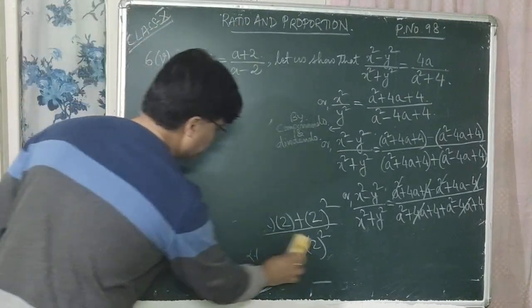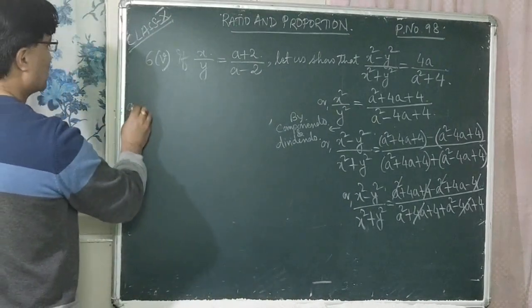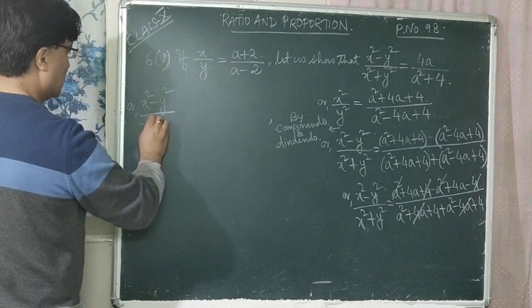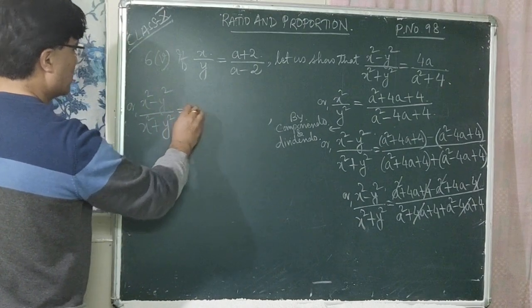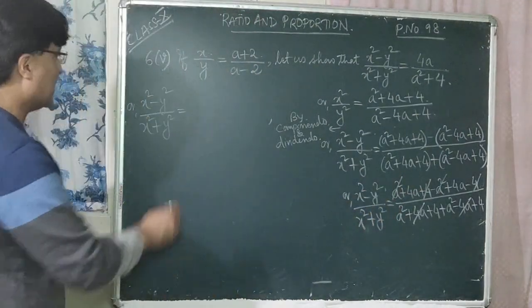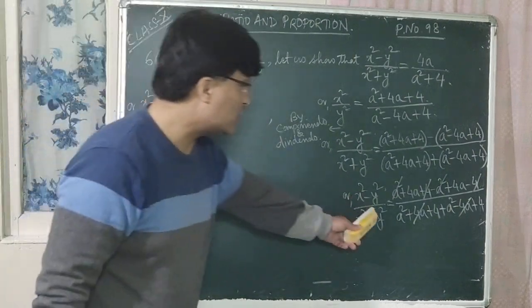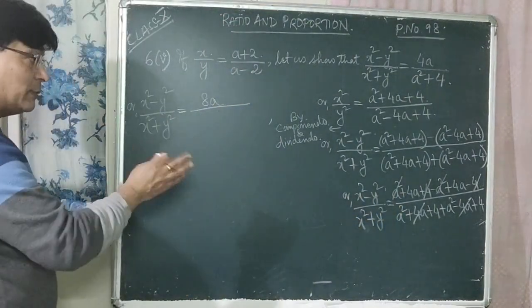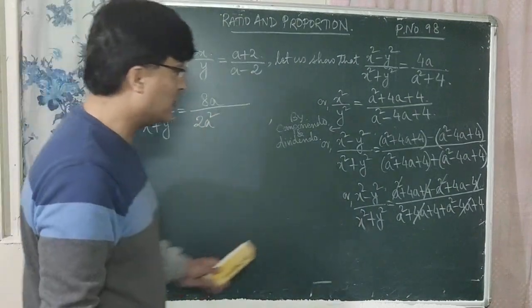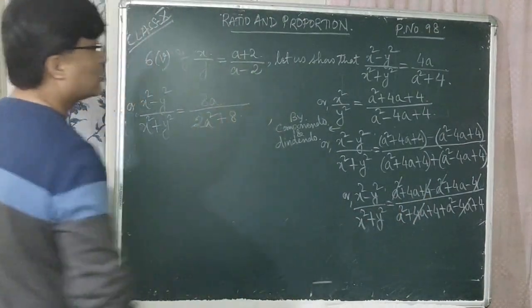So now x square minus y square divided by x square plus y square, which is equal to, now on the right hand side, what is 4a plus 4a? It is 8a, right? Same sign, you have to add them. Next, what is a square plus a square? Similar terms, same sign, you have to add them. 2a square, and then plus 4 is plus 8. Is it clear to all of you?